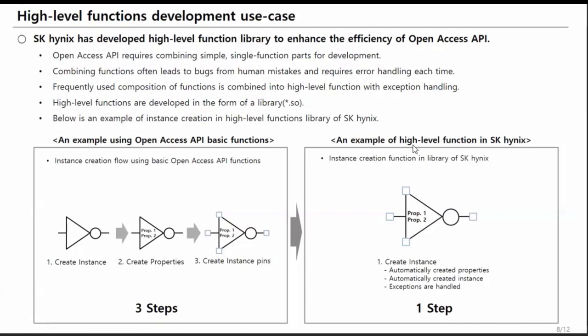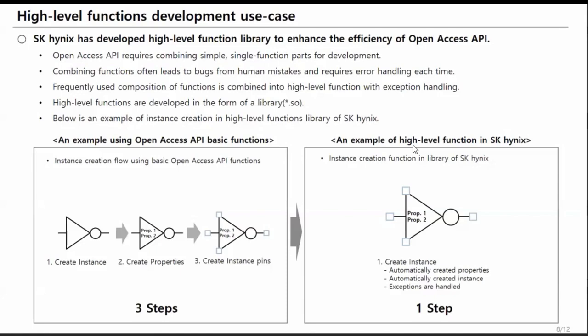OpenAccess API primarily consists of functions with individual capability. So when implementing functions at the level of proprietary EDA languages, multiple OpenAccess API functions are combined. In this process, you need to handle exceptions for each function, and code execution is often interrupted due to human error. Therefore, SK Hynix has developed frequently used function combinations as high-level functions with built-in exception handling.